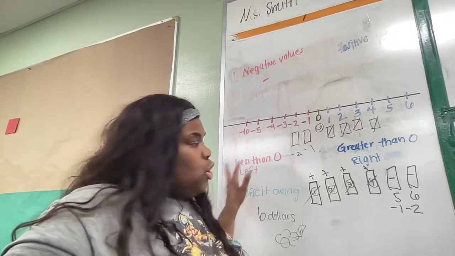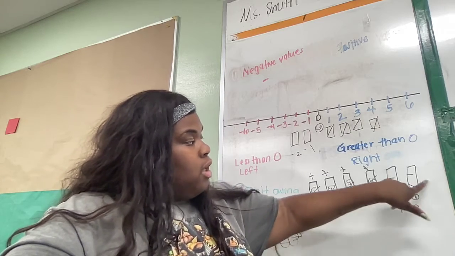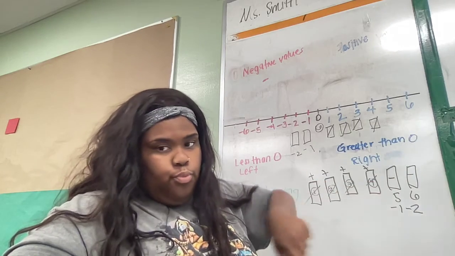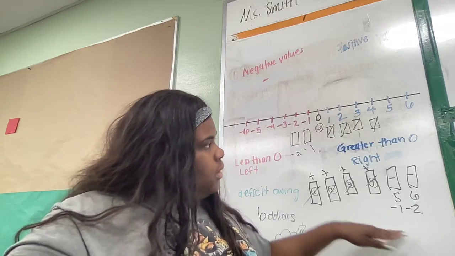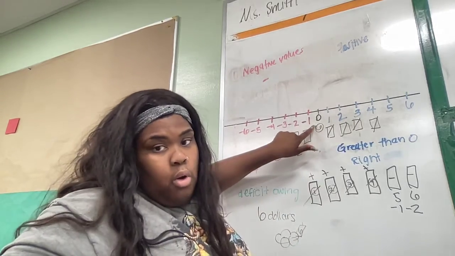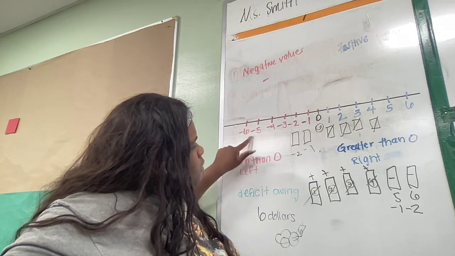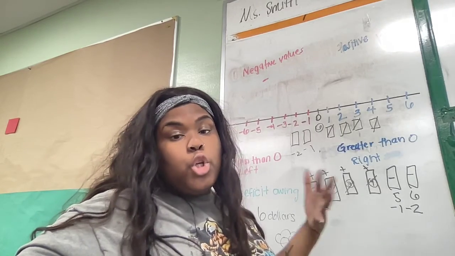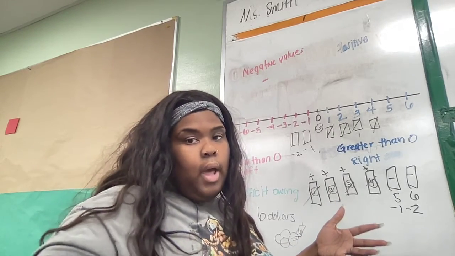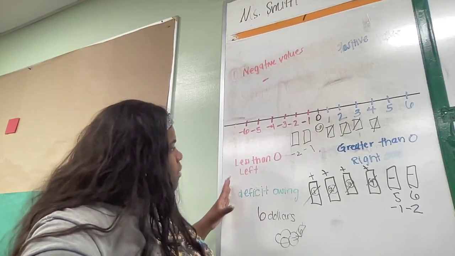So the more that you take away that you don't have, the more you owe. The more you owe. But these values are less than 0, so they're still decreasing. But when it comes to a bank account, it's what you're owing. And that is negative and positive numbers.